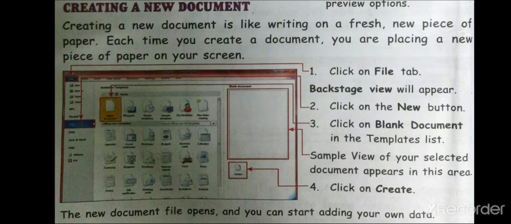Click on blank document in the templates list. In the third step, we will click on blank document from the templates list. Sample view of your selected document appears in this area. You can see where this arrow is pointing. Then in the fourth step, click on create. The new document file opens and you can start adding your own data. After following these steps, we will have a new document file, that is fresh piece of paper in front of us, and we can start typing the text.